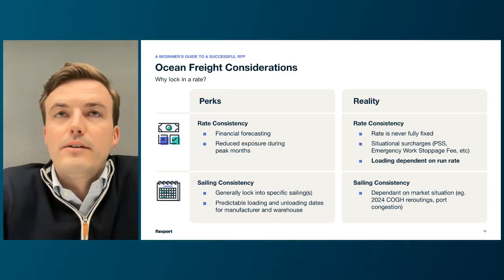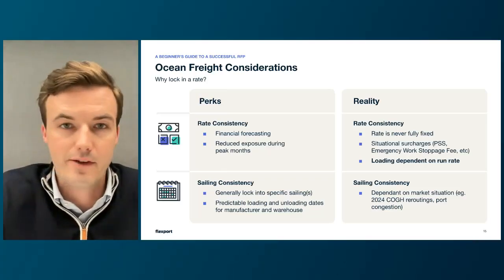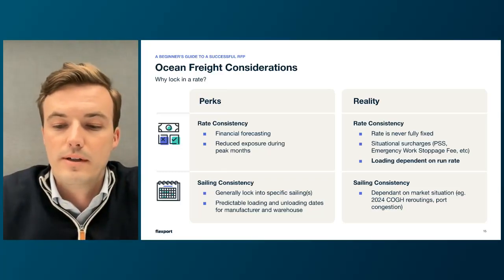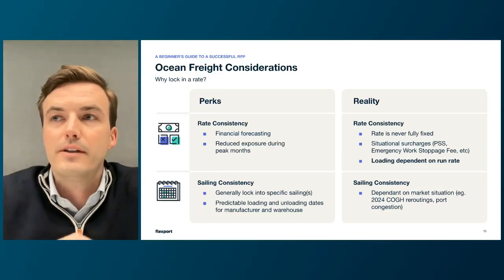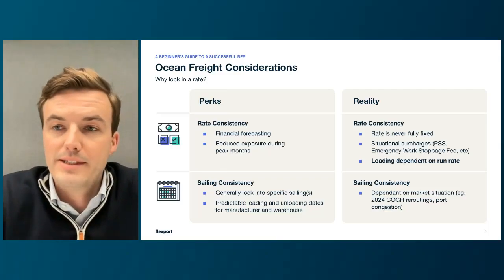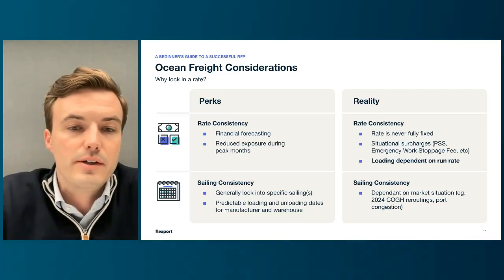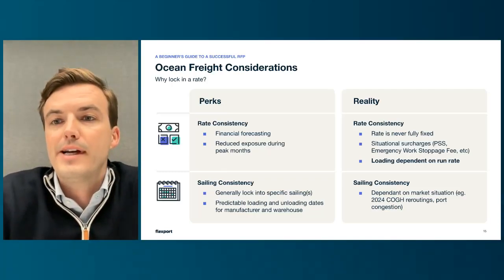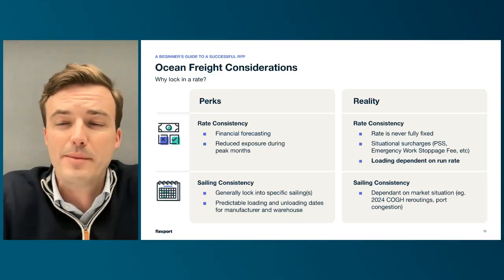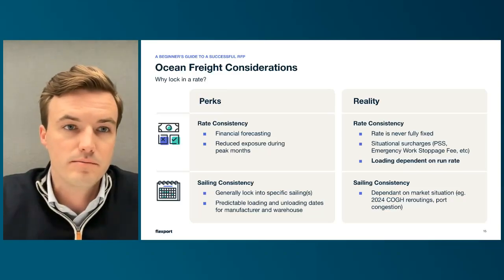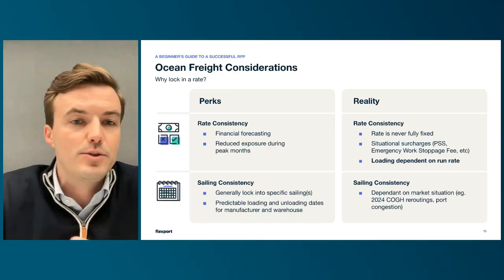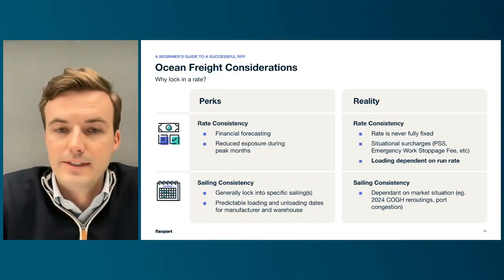And then the second big perk is sailing consistency. On the floating or the spot side of the market, you have access to everything, any carrier, any string. On the fixed side, you are locking into a specific one, two, three sailing strings and services. This is great because it brings some predictability into your supply chain: predictable cutoff timelines, predictable timelines for your shippers, predictable timelines for planning labor, both at your shippers and your receiving facilities. So it allows everyone to get into a rhythm and sort of smooths things out.